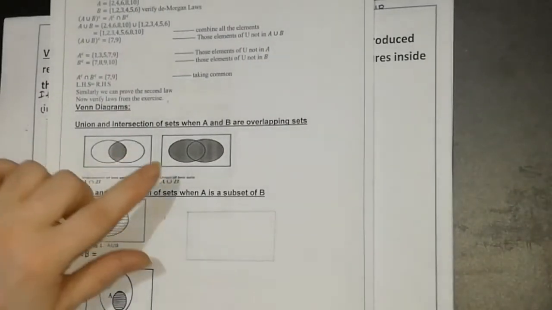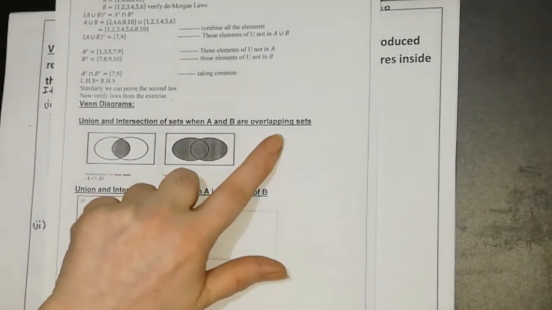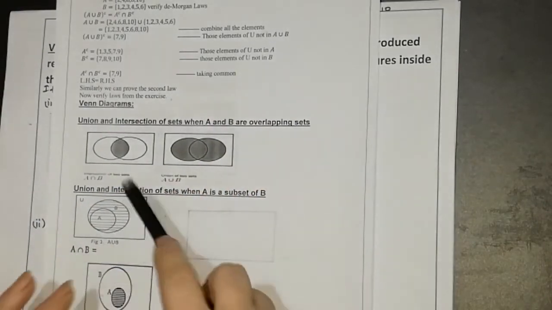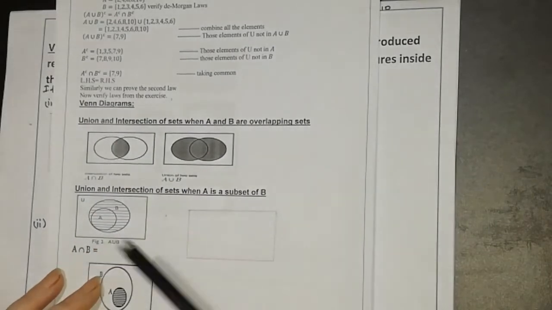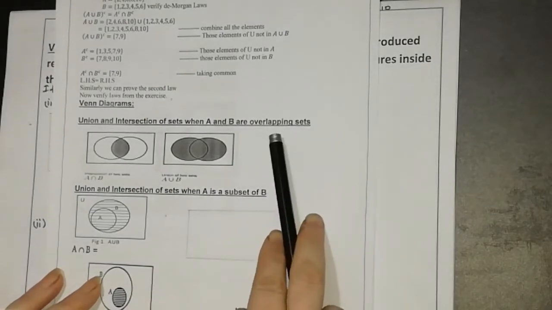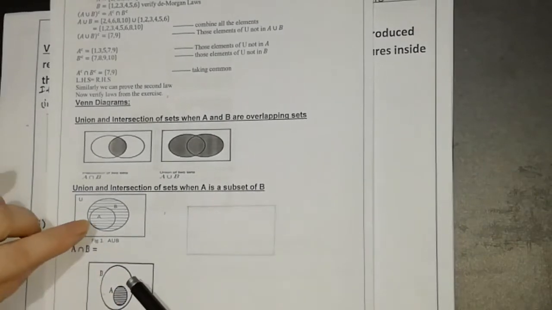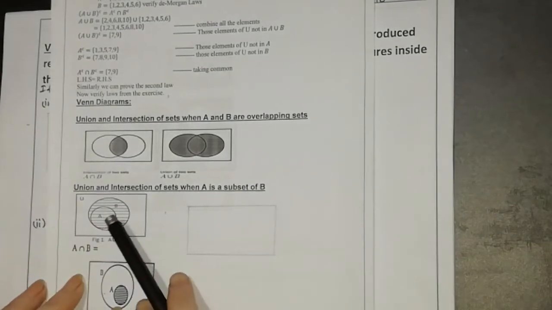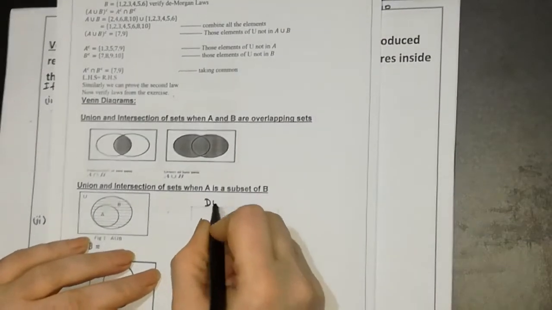We have three types of Venn diagrams. One is for the union and intersection of sets when A and B are overlapping sets. Overlapping sets means that these sets overlap each other, that's why half of set B lies on set A. So these are called overlapping sets. The second type is when A is a subset of B. Look at this, A is inside B, so it means A is a subset of B. And the third is disjoint sets.